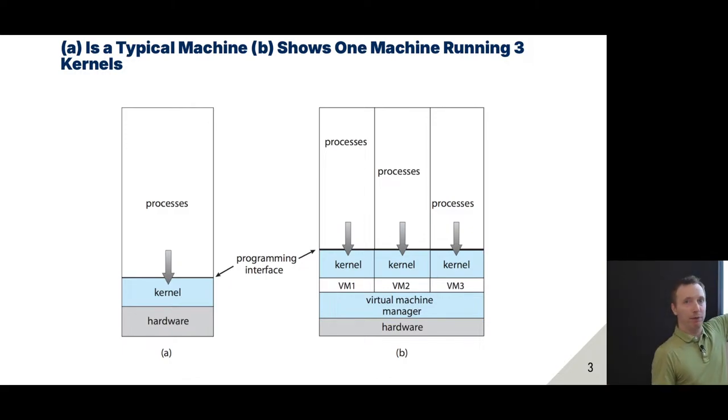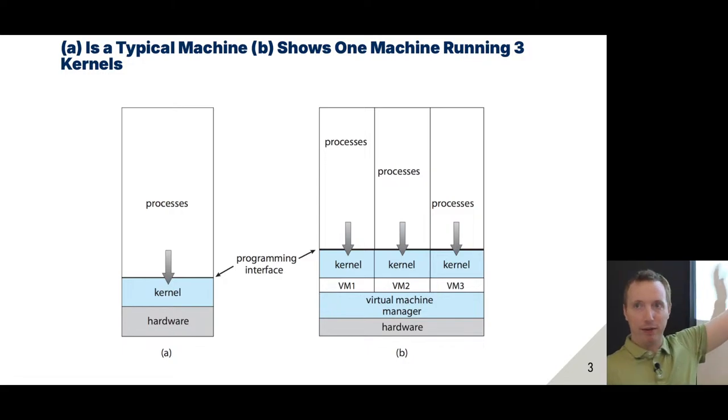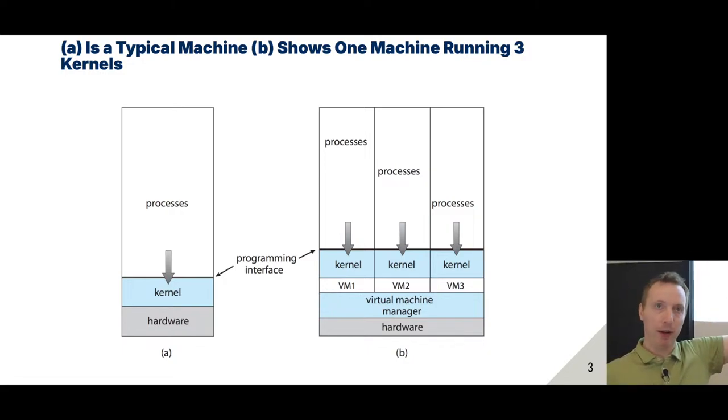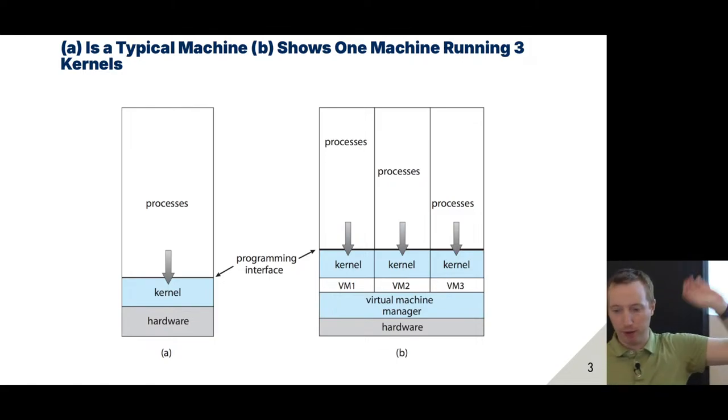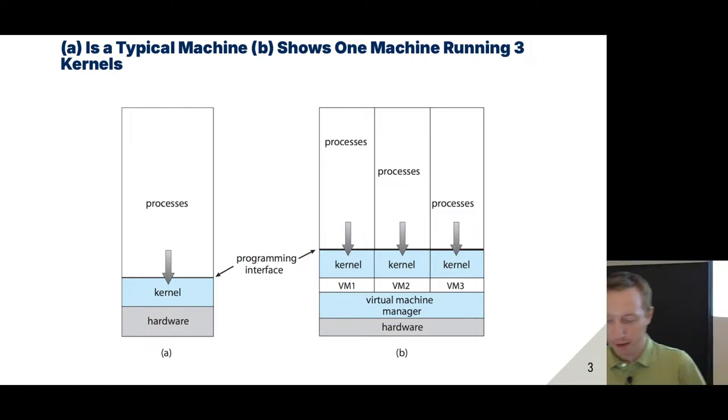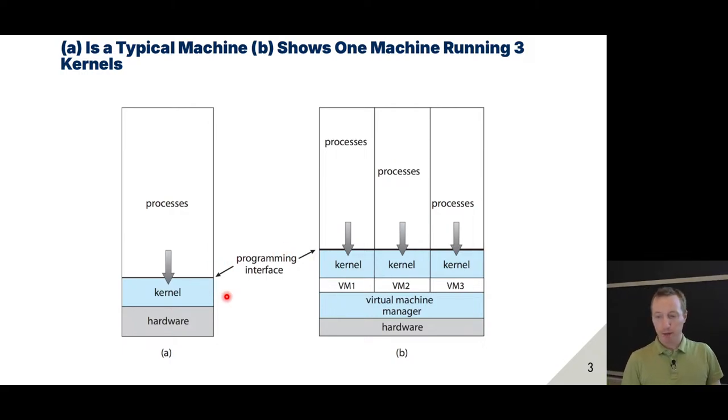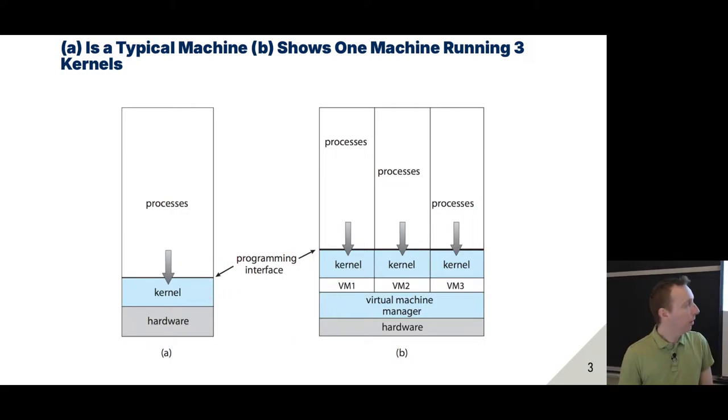So that's the world we know right now. We have processes, they use the system call interface, and they might use libraries, like libc, or if you use graphics stuff, other libraries like that. Then we have the system call interface that talks to the kernel, which talks to the hardware.